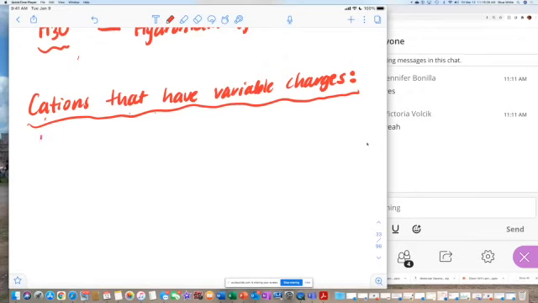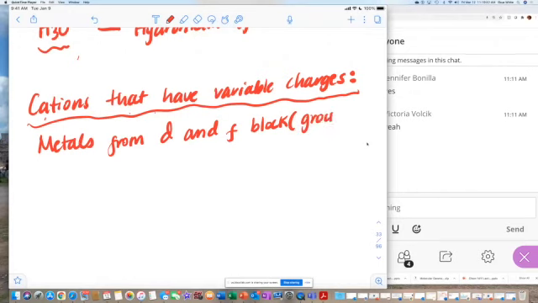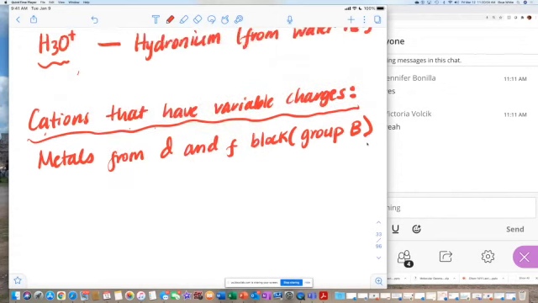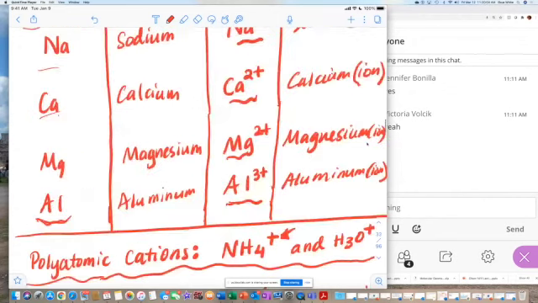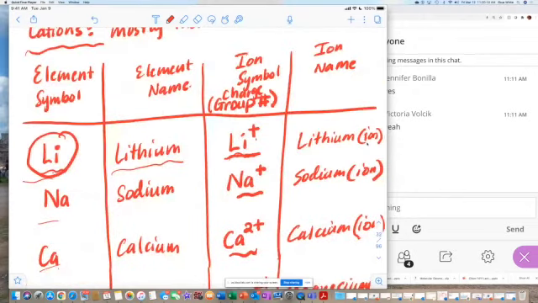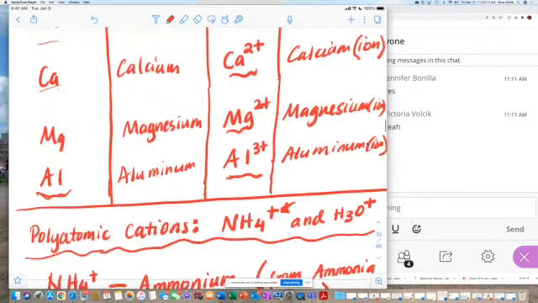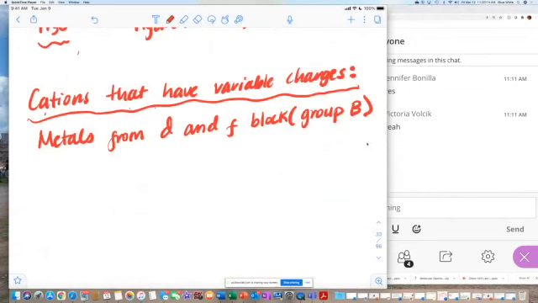So where do I get these ions? These are metals from the D and F block, or what we call group B metals. Okay, they have more than one charge, so you have to specify the charge. And so I'm going to give you guys a few examples. Once again, I'll stick with 5, and I'll stick with the same order I have here, which is element symbol, element name, ion symbol, and then ion name. I have to remember that to keep this organized.